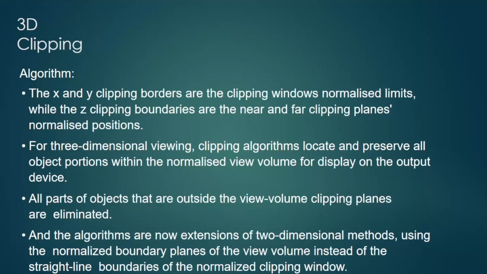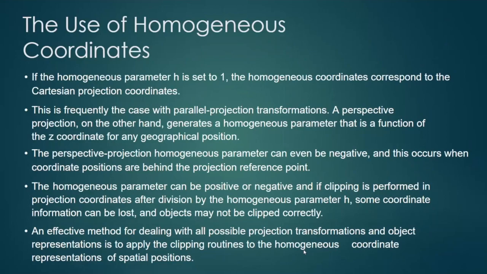For three-dimensional viewing, clipping algorithms locate and preserve all object portions within the normalized view volume for display on the output device. These 3D clipping algorithms are extensions of the two-dimensional methods, using the normalized boundary planes of the view volume instead of the straight line boundary of the normalized clipping window. So when we have different objects, all parts of the objects that are outside the view volume clipping planes are eliminated totally.